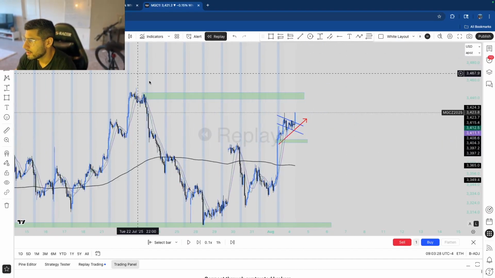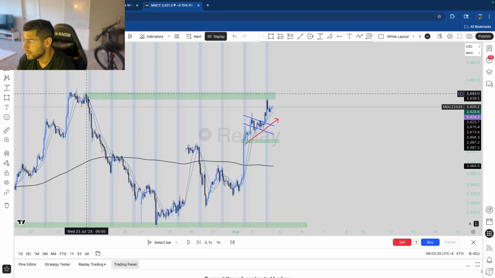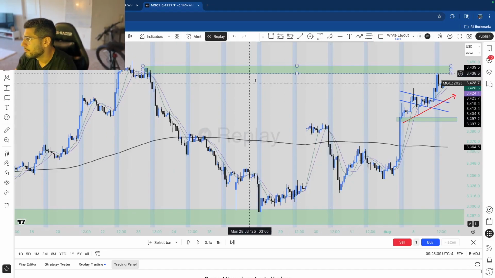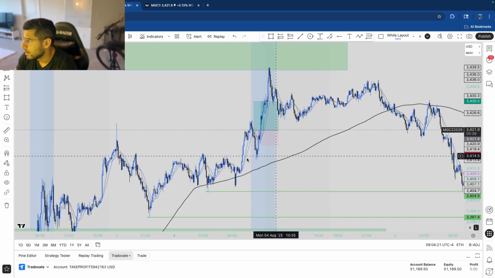That is basically it. We'll do bar replay. This is the hourly chart. Price continued and took out that hourly liquidity level. And that was it. That was the trade.